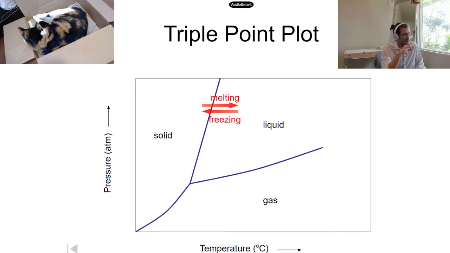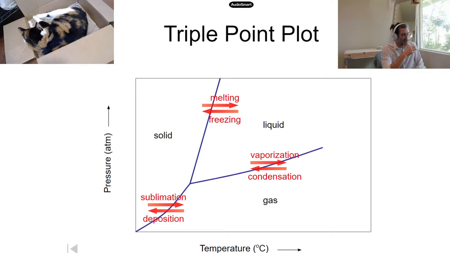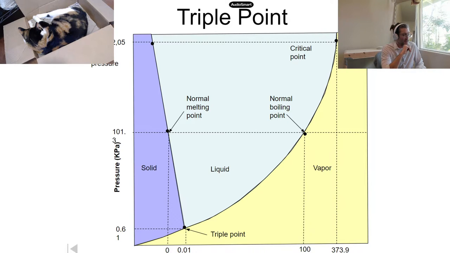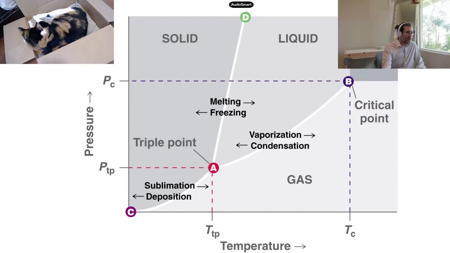Anyway, this is a triple point plot. As I mentioned, across that boundary line, we melt in the one direction and freeze in the other direction. Vaporize and condense between the liquid and gas phase, and sublimate or deposit from the solid to the gas or the gas to the solid. And another diagram. Here we have the supercritical fluid area lined out. All right, critical temperature, critical pressure is the critical point.